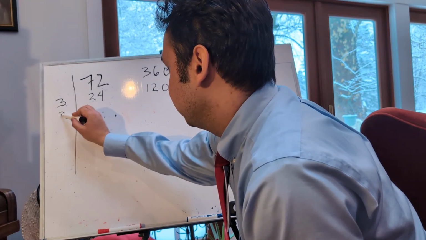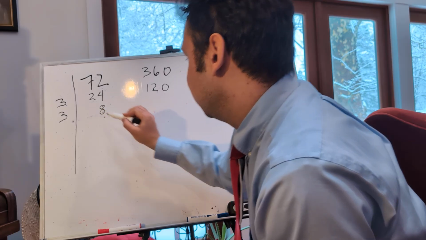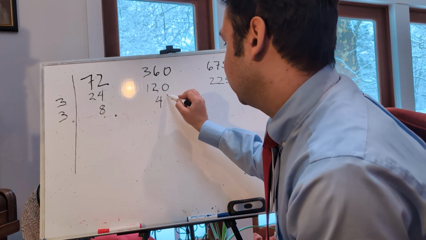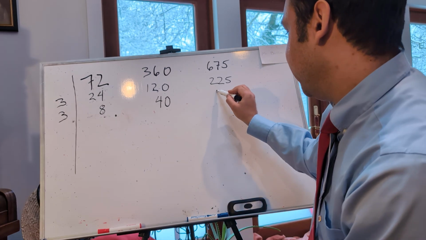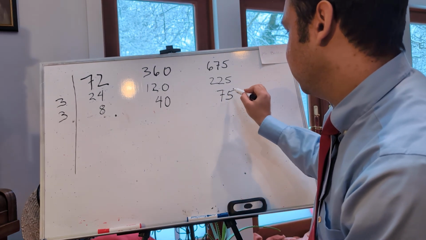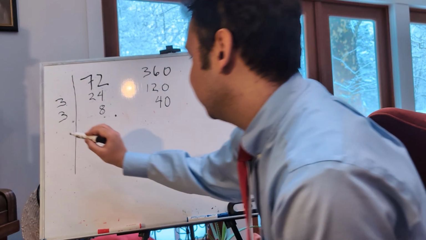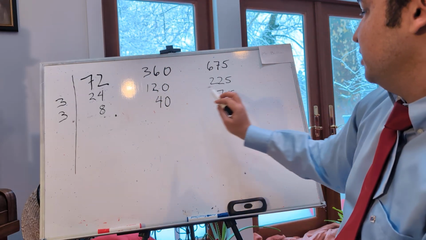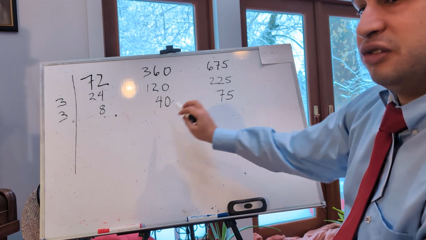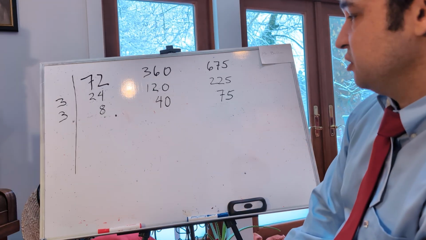So 3 again, 8. This would be 40. This one I did earlier. This would be 75. Keep going. 40 ends in a 0. 75 ends in a 5. So these two numbers are both multiples of 5.